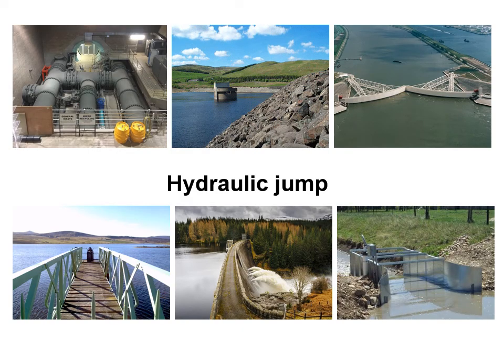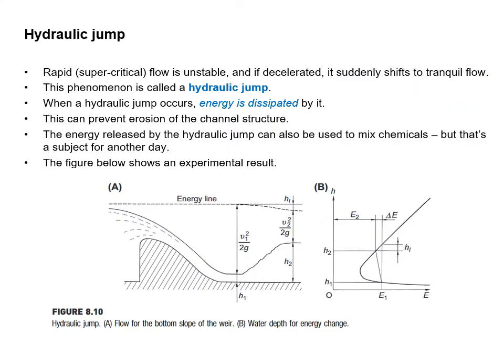and we're going to see some examples of this in the fluid lab shortly. Rapid or supercritical flow is unstable, and if decelerated, it will suddenly shift to tranquil flow, and this phenomenon is called a hydraulic jump. When a hydraulic jump occurs, energy is dissipated by it. This can prevent erosion of the channel structure. The energy released by the hydraulic jump can also be used to mix chemicals, but that's a subject for another day. The figure below shows an experimental result.